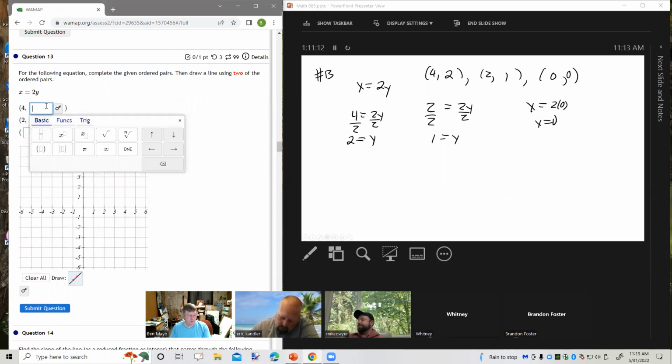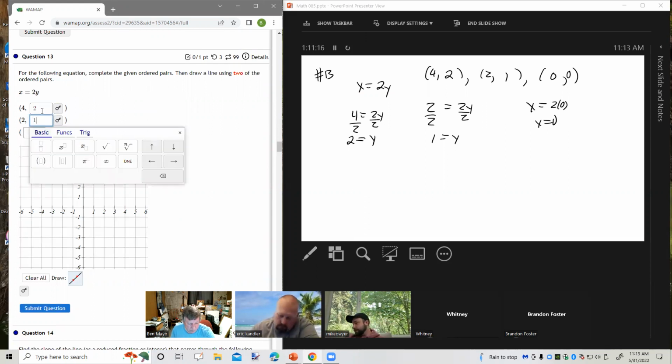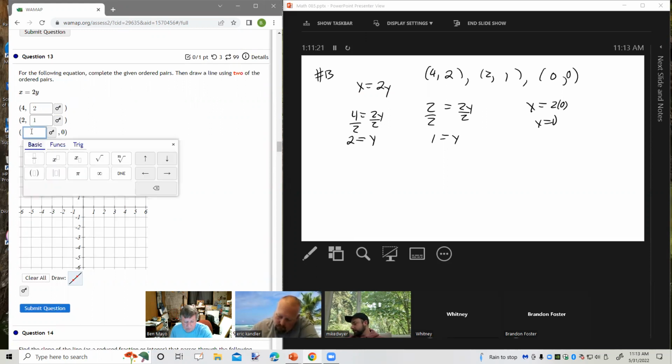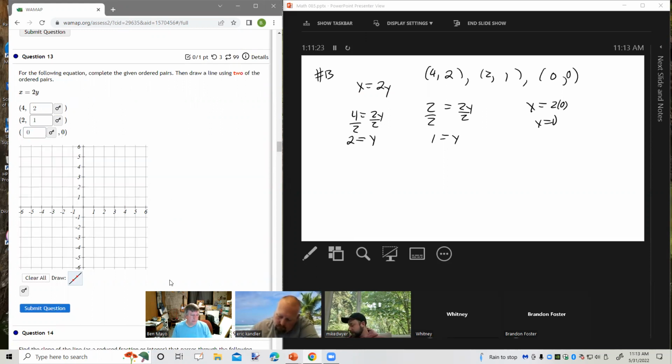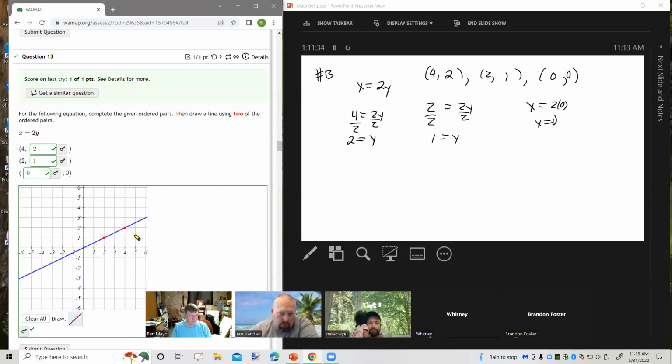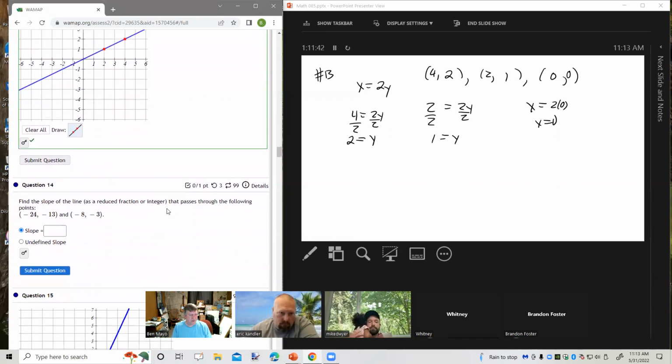So 4, 2, 2, 1, and 0, 0. All righty. So that's graphing lines by calculating several points.